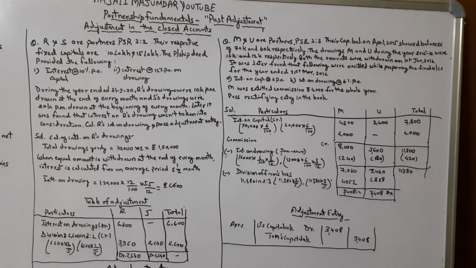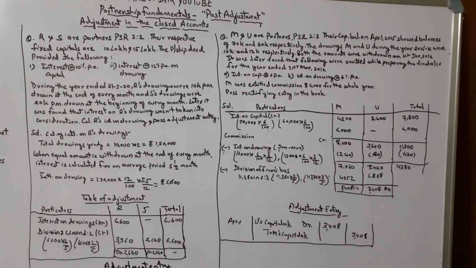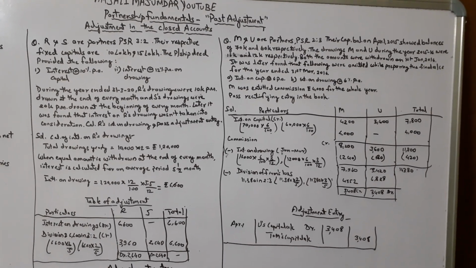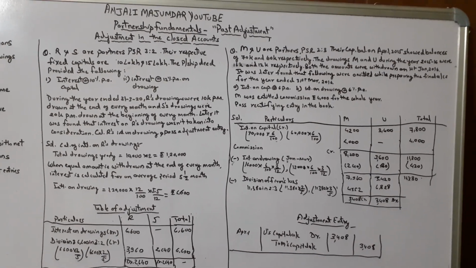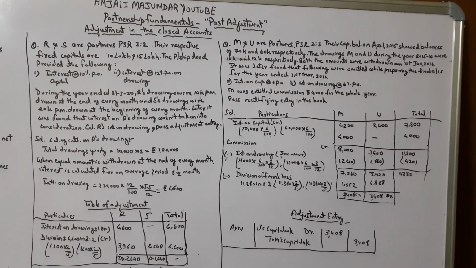Now the second is commission. M was entitled to get a commission of 4,000. So this 4,000 will be entered under the M column, not in the U column, because this was omitted only from the M side, not from the U side. Okay, then this was the debit side.